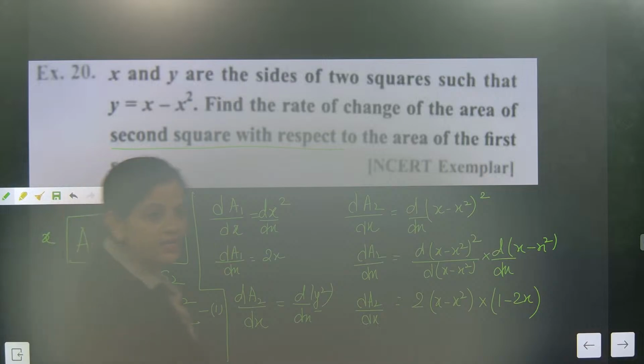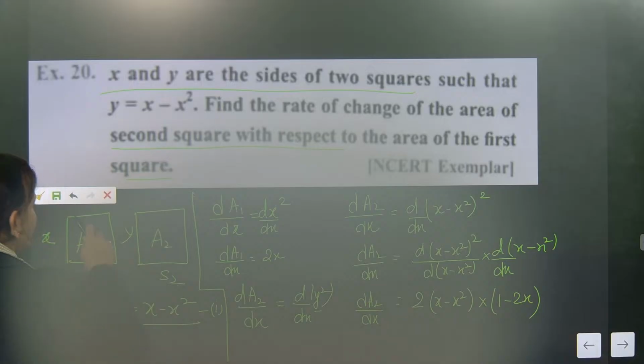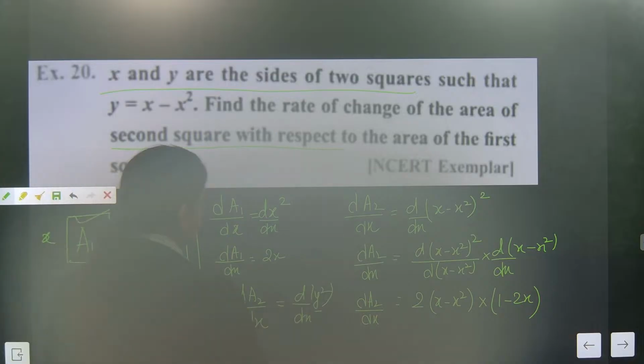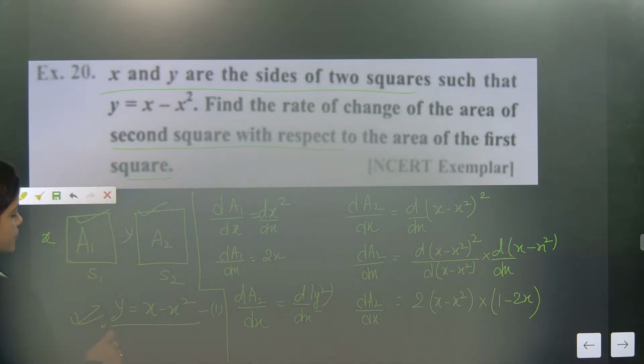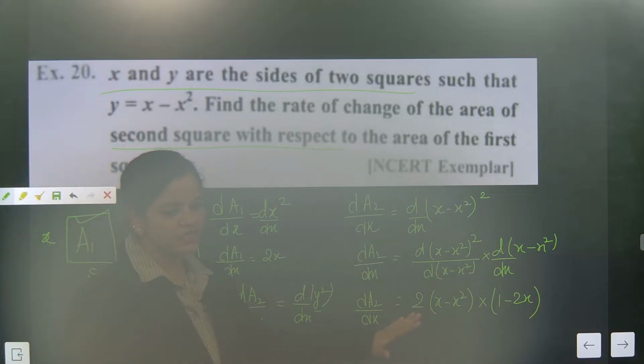Now look here, dA2 by dx. See here, what is the question given? X and Y are two sides of two squares. So X and Y are taken, understood? And they have given this relation. First I differentiated the first area. After that, I differentiated the second area. In the second area, I substituted the Y value in terms of X. Understood? So this differentiation came.